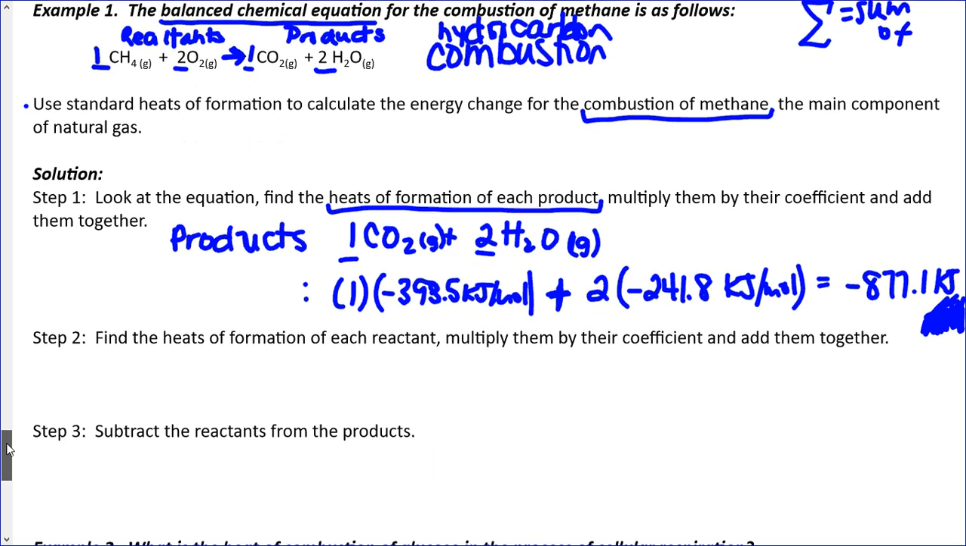So finding the heats of formation of each reactant. Our reactants, that's what goes into the equation. So our reactants are 1 CH4, 1 methane, and 2 oxygen. O2 is oxygen when it's on its own, found diatomically as O2. So now looking at our standard heat of formation for each of those. 1 times methane, CH4, is negative 74.6 kilojoules per mole.